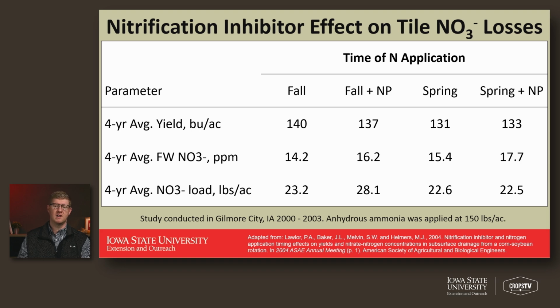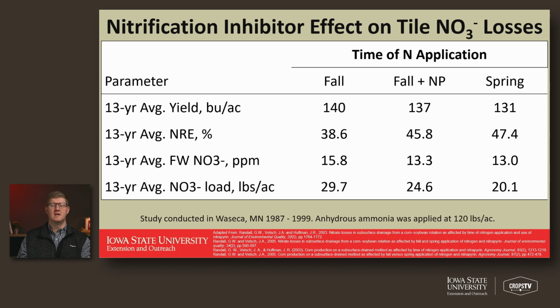Or fall versus spring application of nitrogen. This study, I like to show this one because this one is actually a long-term study. So the previous two water quality studies that I showed were 3-4 year studies. All the yield studies that I showed were 3-year studies. In this case, we're looking at 13 years of data. This comes from Waseca, Minnesota. They applied anhydrous at 120 pounds of nitrogen per acre.